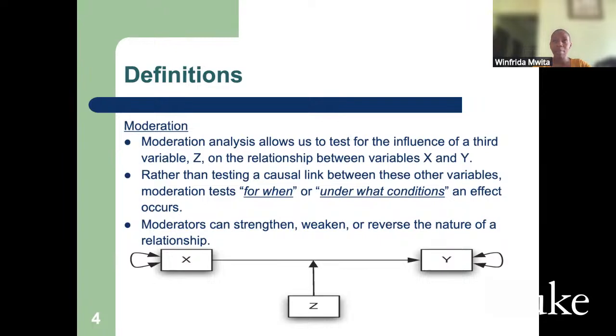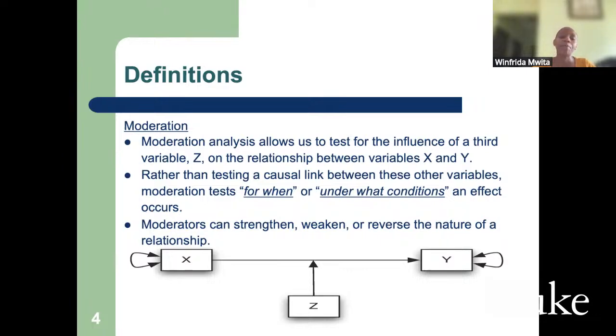So I'll give an example. You can say, if you use social media for a long time, it can predict your levels of loneliness. But this relationship can be different. Maybe it can be worse for adolescents compared to adults. So that variable of age, which is saying someone is an adolescent or an adult, would be acting as a moderator for the relationship between use of social media and loneliness.